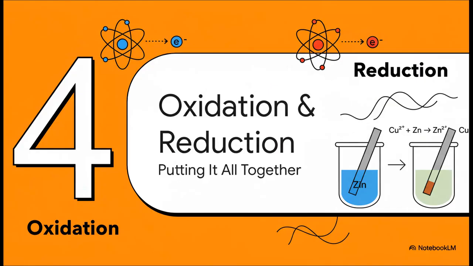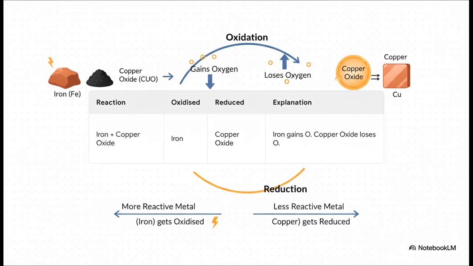Okay, let's pull all these ideas together now. We're going to loop right back to where we started, with oxidation and reduction, and see how they perfectly describe what's going on in these displacement reactions. If iron reacts with copper oxide, the iron gains the oxygen, right? It becomes iron oxide. So the iron has been oxidized. And the copper oxide? Well, it loses its oxygen to become pure copper, so we say it has been reduced. See how it works? The more reactive metal always gets oxidized, and the less reactive metal's compound gets reduced.